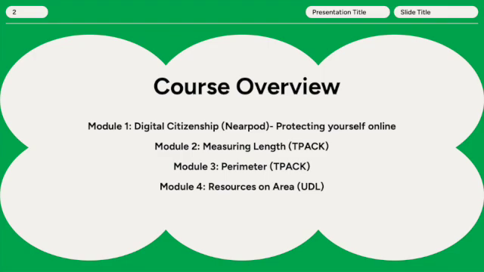So a little bit about the course overview. Our first module is digital citizenship, and that's going to be a Nearpod. We're going to be going over protecting yourself online. Module 2 is measuring length. That will be our TPAC lesson in addition to Module 3, which will be going over perimeter. Module 4 is our last module, and we will be going over resources on area, and this will be aligned to UDL.